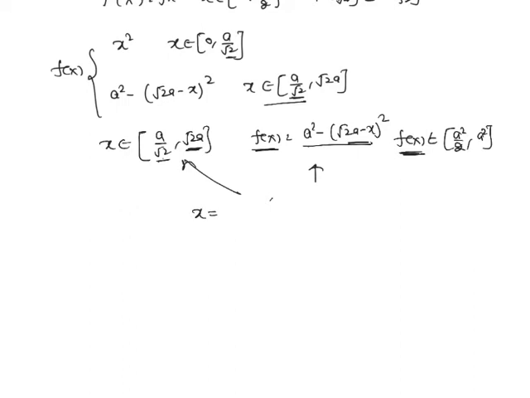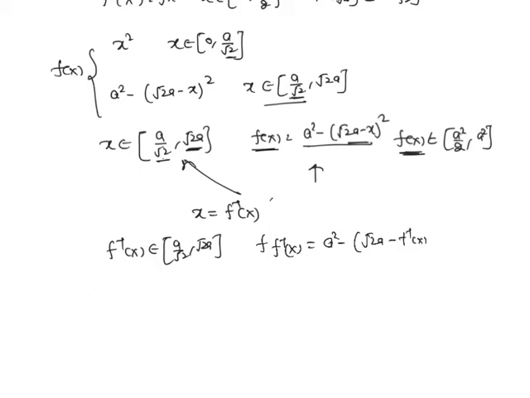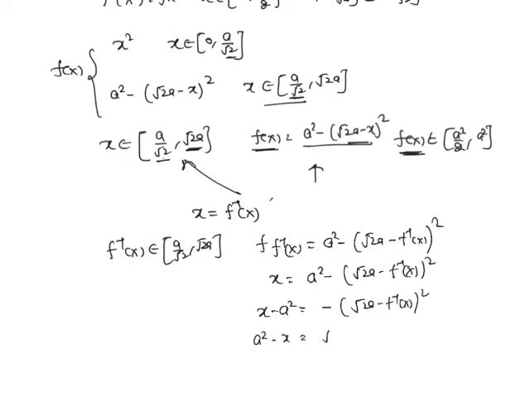Now for finding the inverse, what we'll do? Replace x with f inverse x. So f inverse x belongs to a by root 2 to root 2a. Then here, f of f inverse x equals a square minus (root 2a minus f inverse x) whole square. If I simplify, f of f inverse x is x only, so x equals a square minus (root 2a minus f inverse x) whole square. If I simplify, x minus a square equals minus of (root 2a minus f inverse x) whole square. So a square minus x equals (root 2a minus f inverse x) whole square.